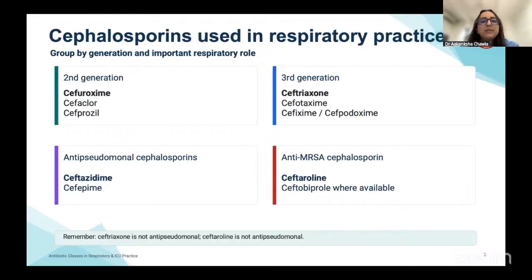Then the other group of beta-lactams we have is the cephalosporins. We all know that cephalosporins come in various generations. Among the second generation, cefuroxime, third generation, ceftriaxone. Anti-pseudomonal cephalosporins are your ceftazidime and cefepime. And anti-MRSA are ceftaroline and ceftobiprole. Remember, ceftriaxone and ceftaroline do not have anti-pseudomonal activity.